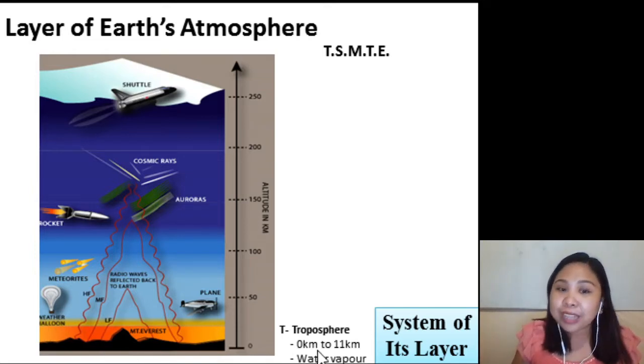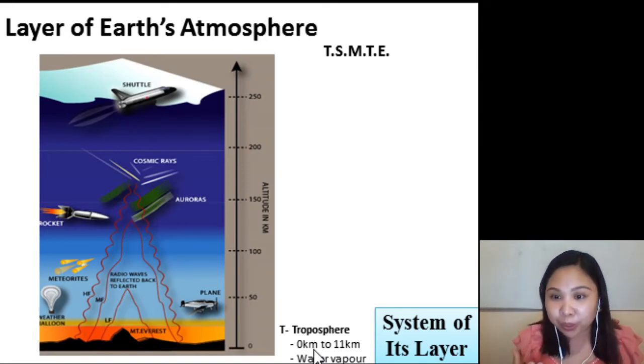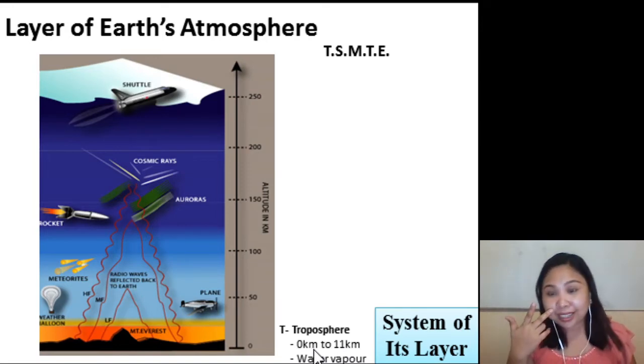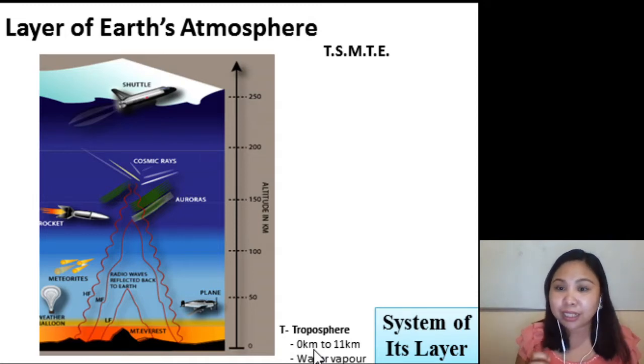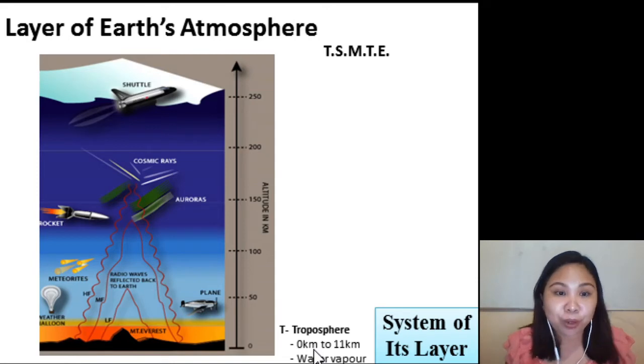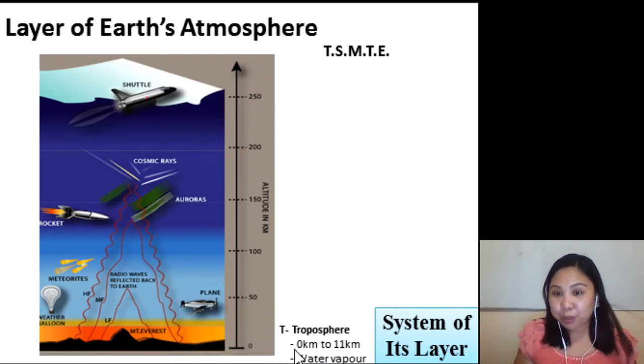Mostly ang matatagpuan sa troposphere ay ang mga water vapor. Remember nyo sa water cycle, once na nag-evaporate ang water sa body of water, it will become water vapor. Matatagpuan yan, class, sa layer ng troposphere.